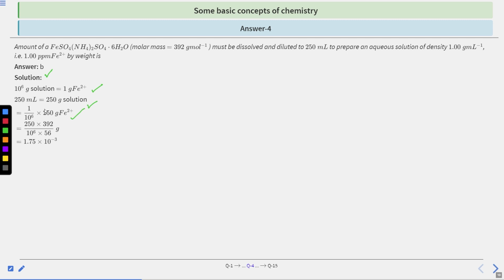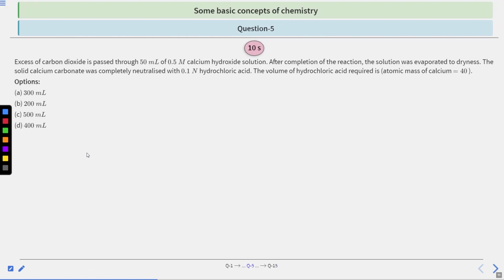By solving this and adding the molar mass here, 250 divided by 10 to the power 6 multiplied by 392 divided by 56 gram will be equivalent to 1.75 into 10 to the power minus 3. That's why option B will be the correct answer.